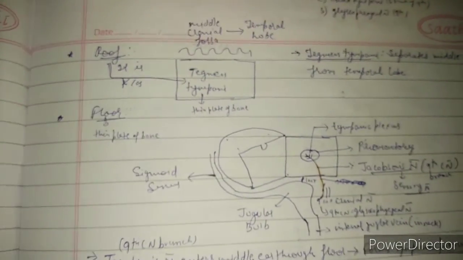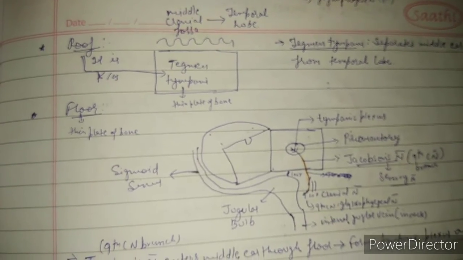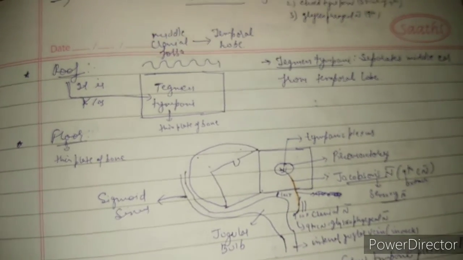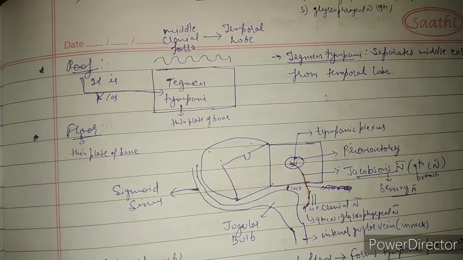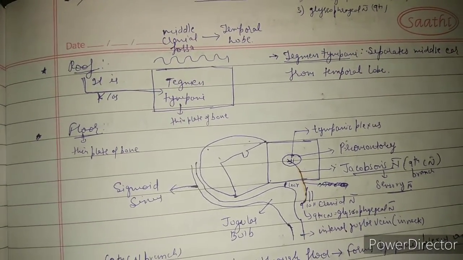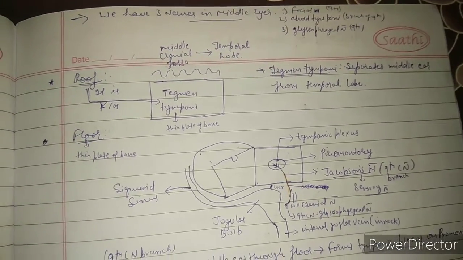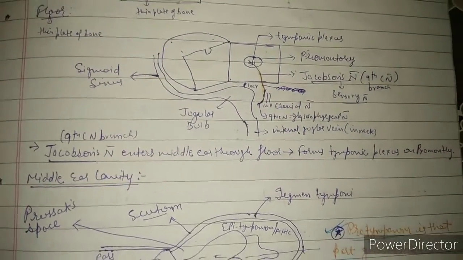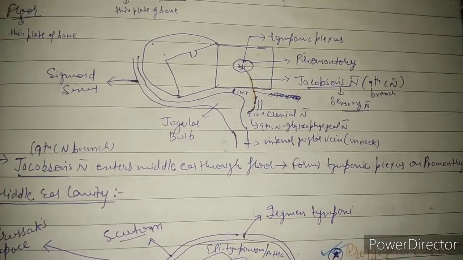Now guys, we will be discussing the roof. So the roof, as you all know, separates the middle cranial fossa from the middle ear, through the temporal bone. It is a thin bony plate known as the tegmen tympani. So it separates the middle ear from the temporal lobe. In the floor, now please see the structure. The floor is also a thin plate of bone.